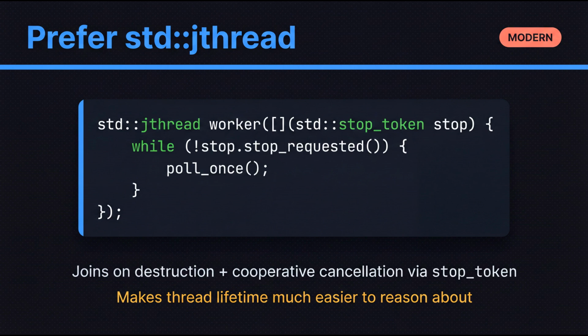In this example, the worker lambda takes a stop token parameter. Inside the loop, we check stop_requested. When the jthread is destroyed or its stop is requested, the loop exits cleanly. This is cooperative cancellation. The thread checks whether it should stop rather than being killed forcefully. Jthread makes thread lifetime much easier to reason about. Prefer it over raw std::thread for owned worker threads.